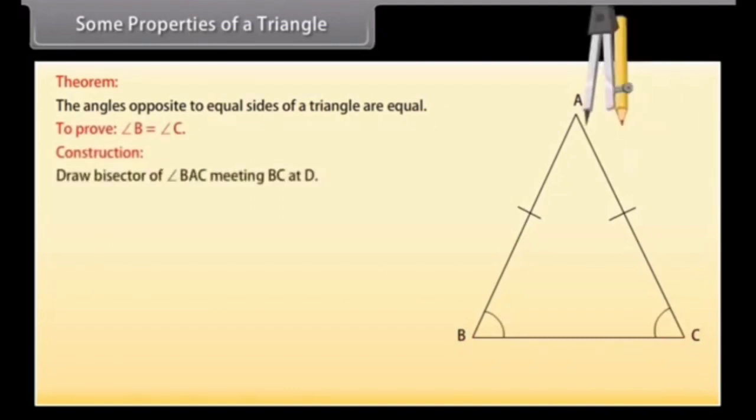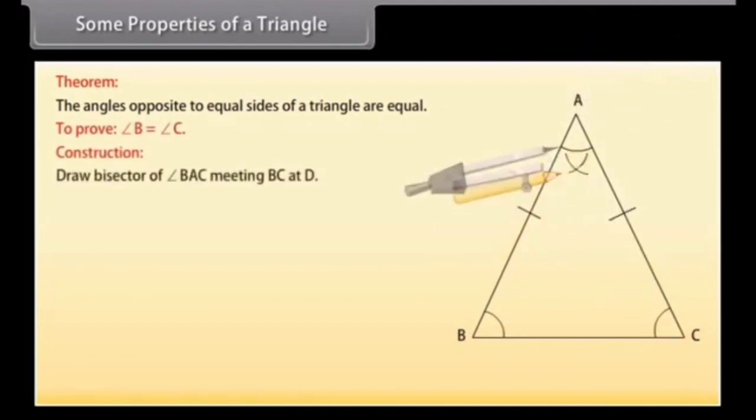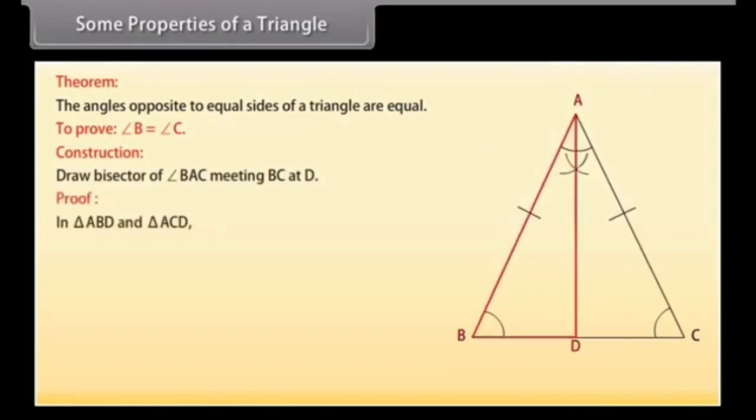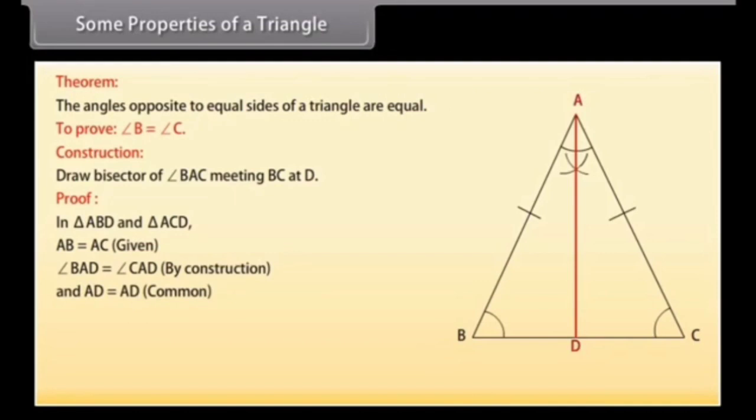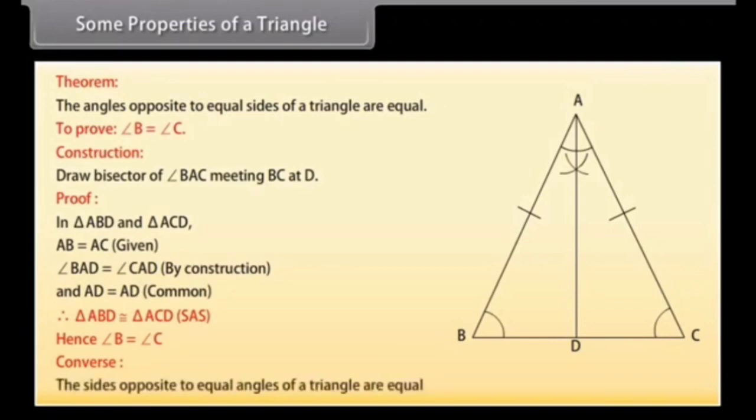Construction. Draw the bisector of angle BAC meeting BC at D. Proof. In triangle ABD and triangle ACD, AB is equal to AC, given. Angle BAD is equal to angle CAD by construction, and AD is equal to AD, common. Therefore, by SAS rule, triangle ABD is congruent to triangle ACD. Hence, angle B is equal to angle C. The converse of the above theorem is also true, which says that the sides opposite to equal angles of a triangle are equal.